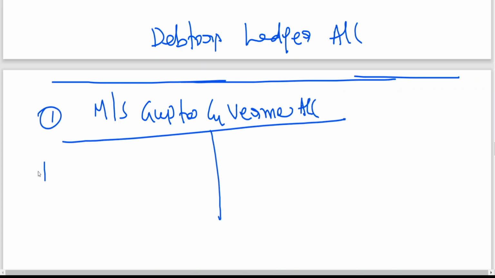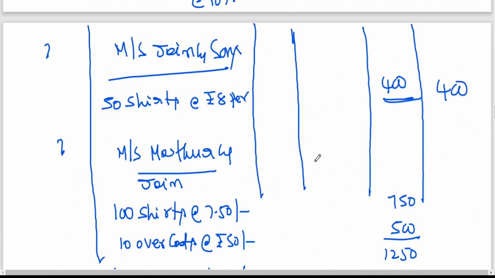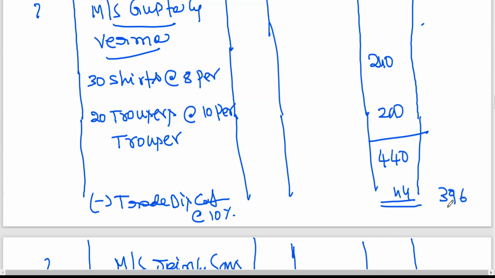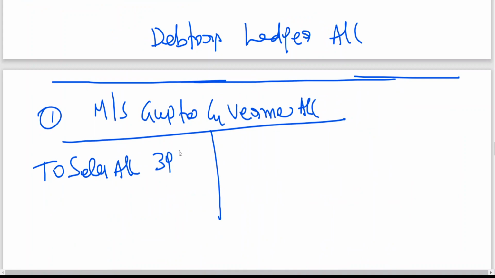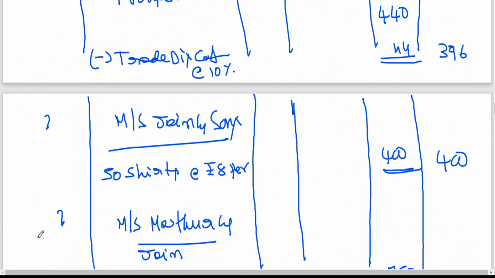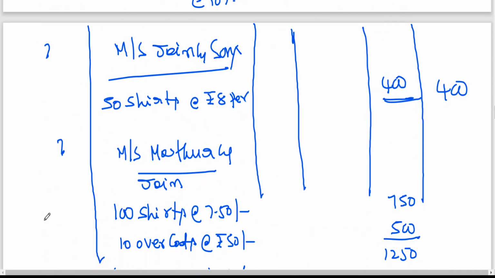Here you write customer account debit to sales account. What is the amount here? Messrs. Gupta and Verma, 396. By balance carry down. Suppose if he makes payment, you write by cash. Then second account, Messrs. Jain and Sons.